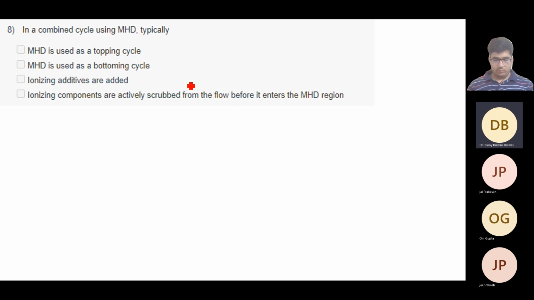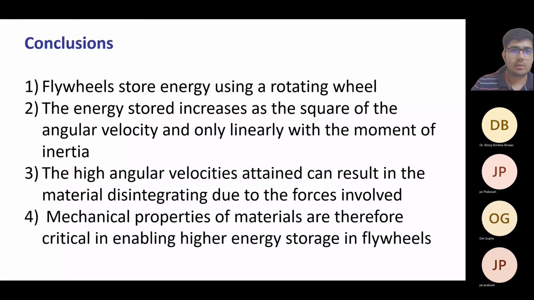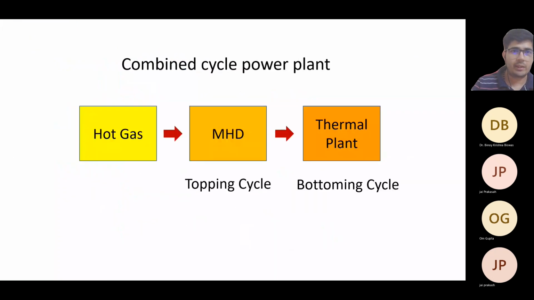The fourth one is not right. So, only the second and third options are right, as per me. I think you should rethink about option second, because we have seen in our slides about the bottoming cycle and topping cycle.